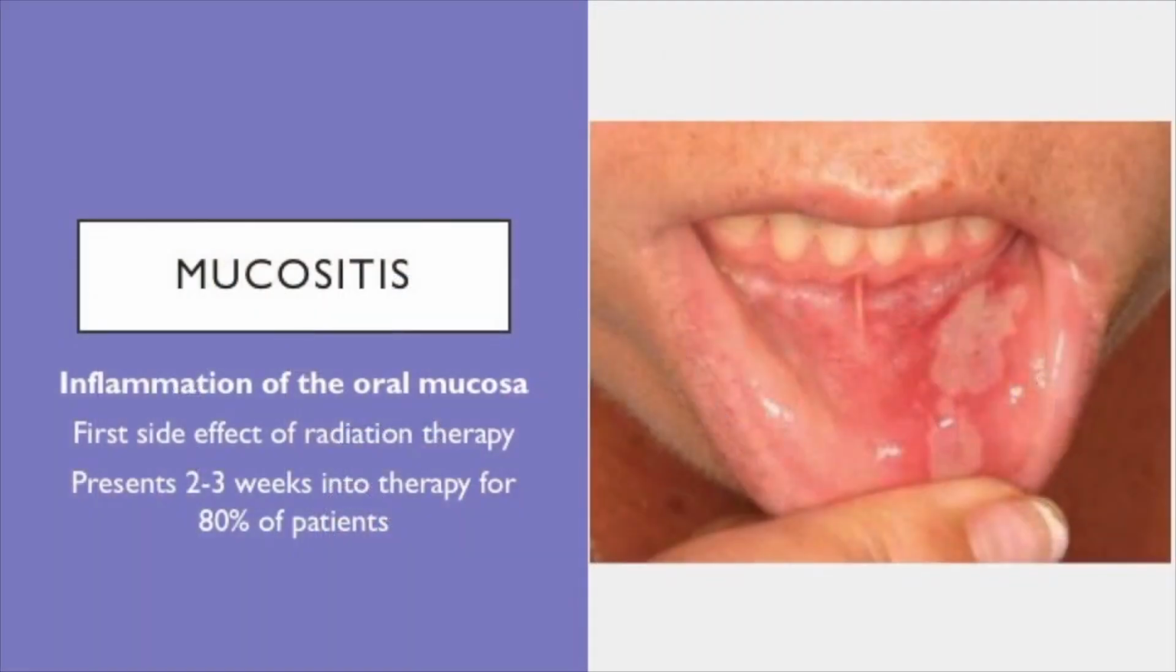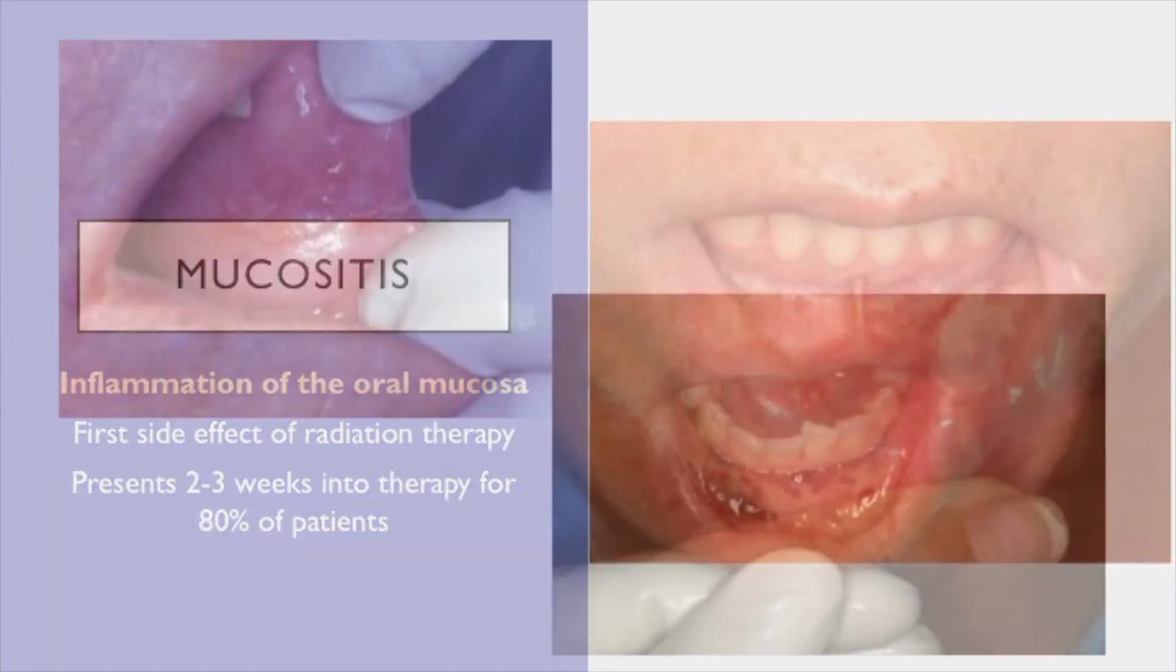Moving on to some of the other oral side effects to look for in patients undergoing radiation therapy. Often the first acute side effect of radiation therapy is oral mucositis, which can simply be defined as inflammation of the oral mucosa. Oral mucositis will present in the first 2 to 3 weeks in 80% of patients.